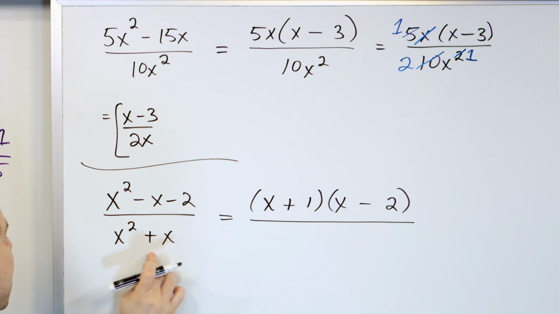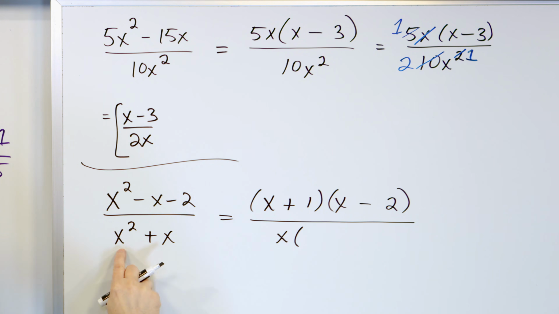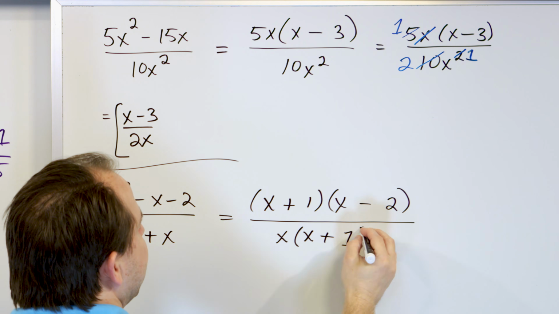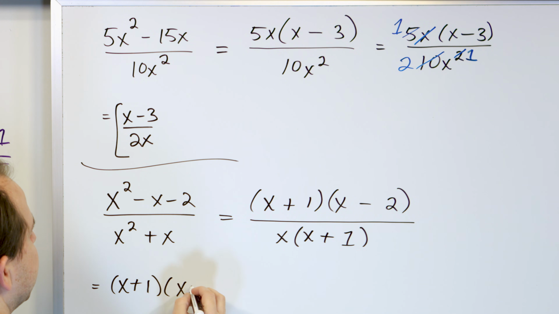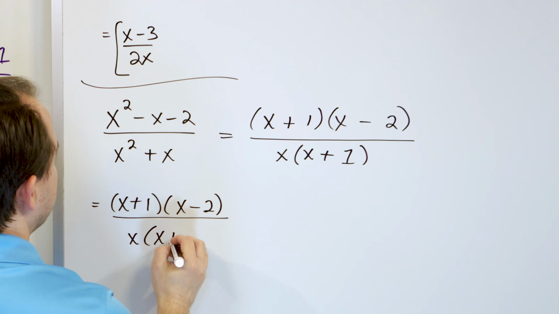For this one, I have a common term, x, I can pull out. So on the inside, x times x will give me x squared. And x times 1 will give me x. Double check yourself. X times x is x squared. X times 1 is x. So this is the factored form. So let me rewrite it again. We'll have x plus 1, x minus 2. And on the bottom, we'll have x plus 1.